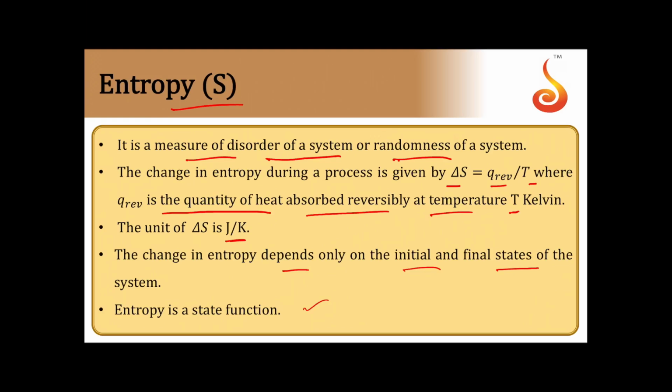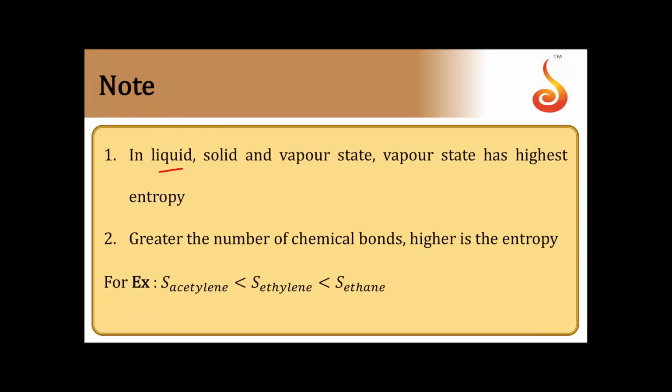It depends only upon initial and final states, hence entropy is also a state function. Now in liquid, solid and vapor state, if you compare the three states, we have more randomness in vapor phase. Therefore vapor state has higher entropy when compared to liquid or solid state. Vapor phase has a greater extent of disorderness. Therefore vapor has the highest entropy.